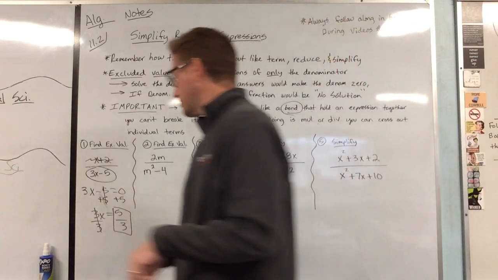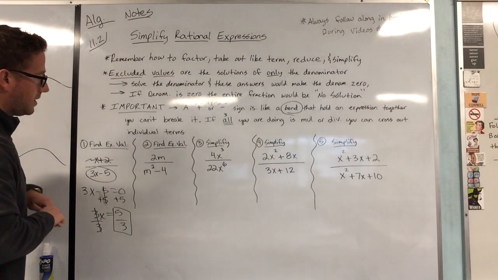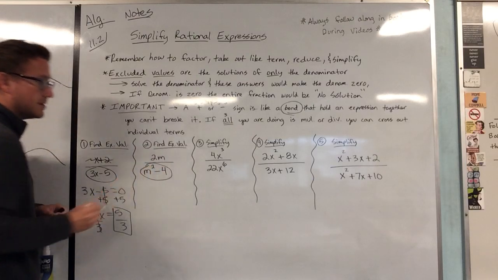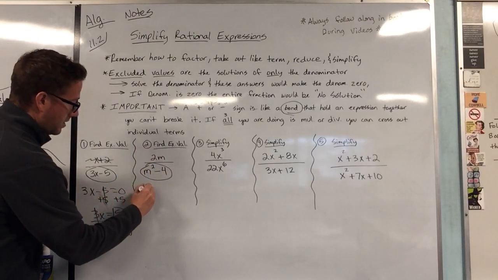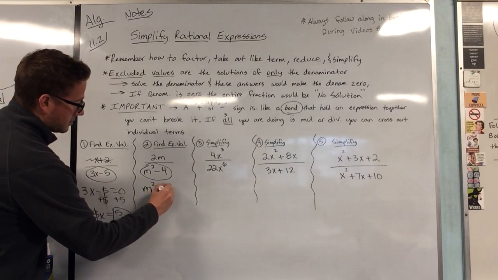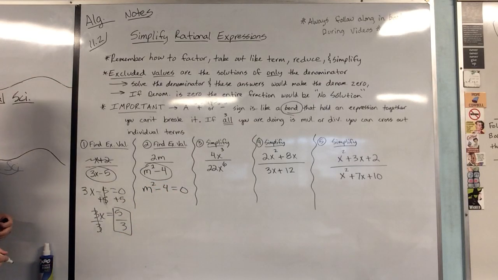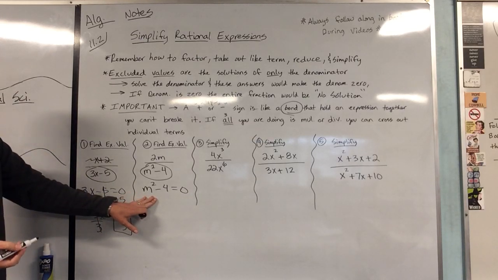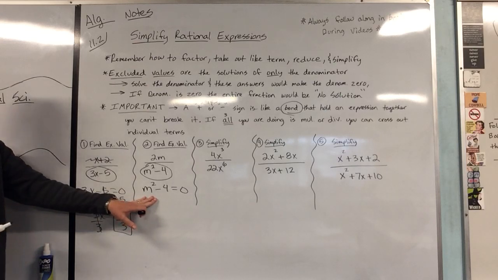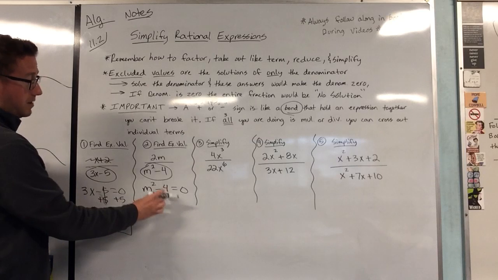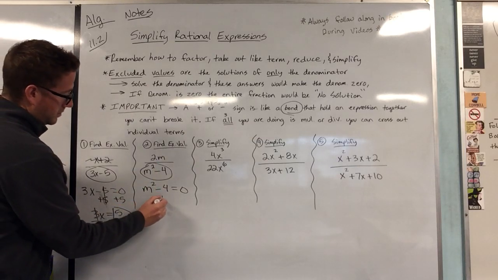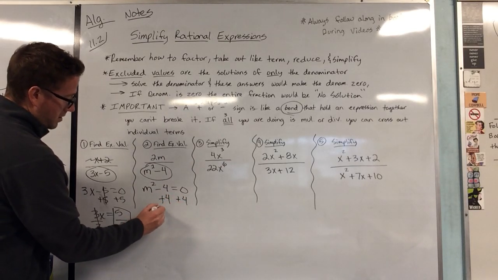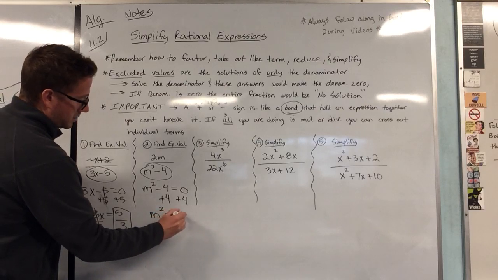So let's do it again in example 2. All right, just finding the excluded value. So again, all I need is the excluded value. All I care about then is the denominator. So I'm going to do m squared minus 4 equals 0. Now, what are we going to get here? We are looking at basically a perfect square binomial, which means you could factor this. Another method, if you didn't want to factor it, is you could add 4 to both sides. M squared equals 4.